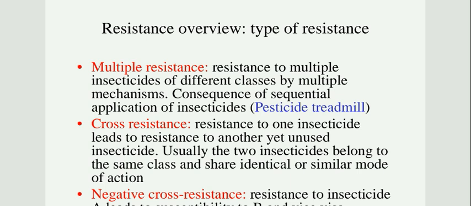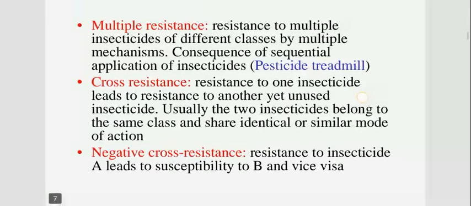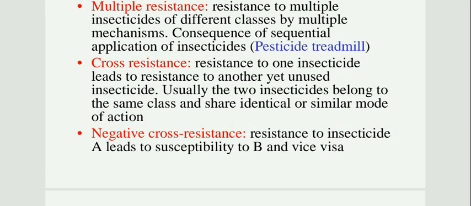Multiple resistance: resistance to multiple insecticides of different classes by multiple mechanisms, a consequence of sequential application of insecticides in pesticide treatment. Cross resistance: resistance to one insecticide leads to resistance to another yet unused insecticide. Usually the two insecticides belong to the same class and share identical or similar mode of action. Negative cross resistance: resistance to insecticide A leads to susceptibility to B and vice versa.